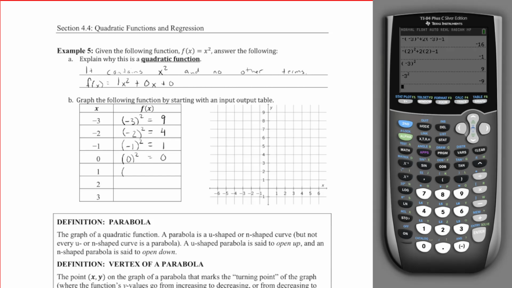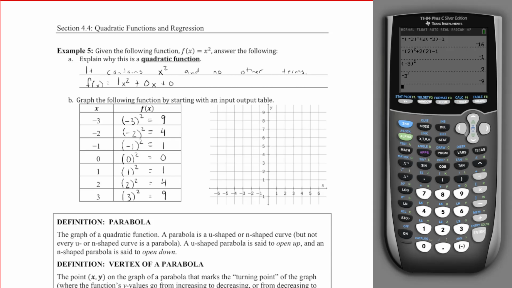When x is 1, f of x is 1 squared. That's 1 times 1 is 1. When x is 2, f of x is 2 squared. That's 2 times 2 is 4. When x is 3, f of x is 3 squared. That's 3 times 3 is 9.